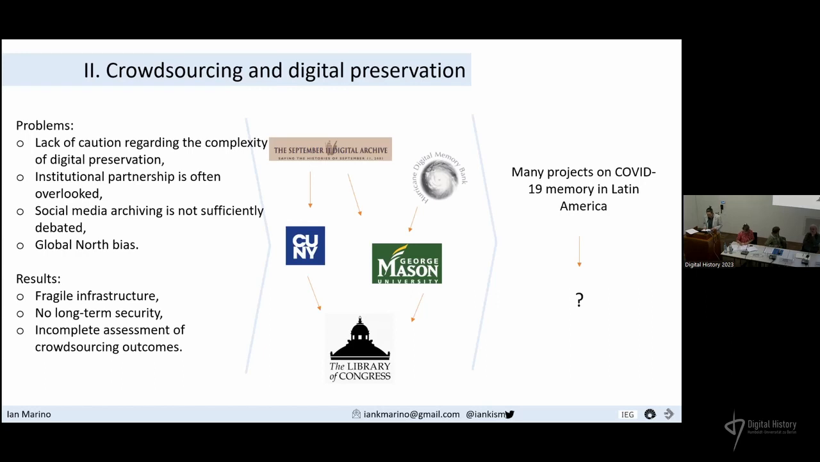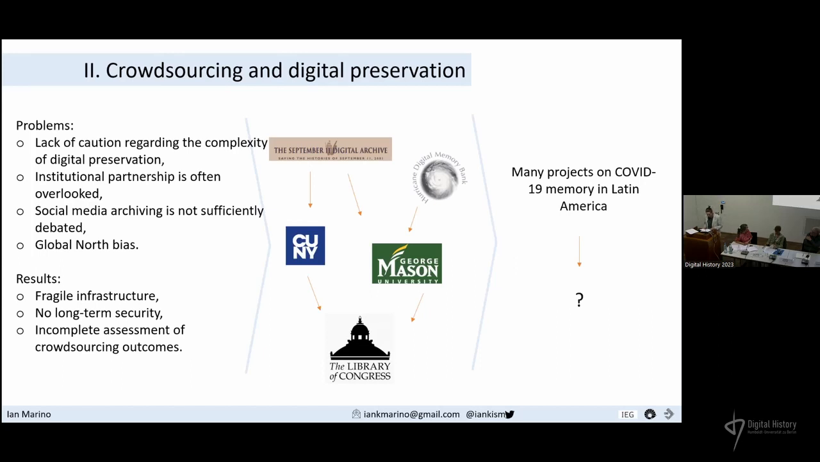Such a lack of attention could be explained by the fact that almost the entirety of cases that the literature on crowdsourcing has been working on so far is in the global north. So the literature on crowdsourcing is basically creating an idea of crowdsourcing based on global north cases. They're not looking to the rest of the world. For most of these cases, institutional support from universities or cultural heritage institutions is almost implied.